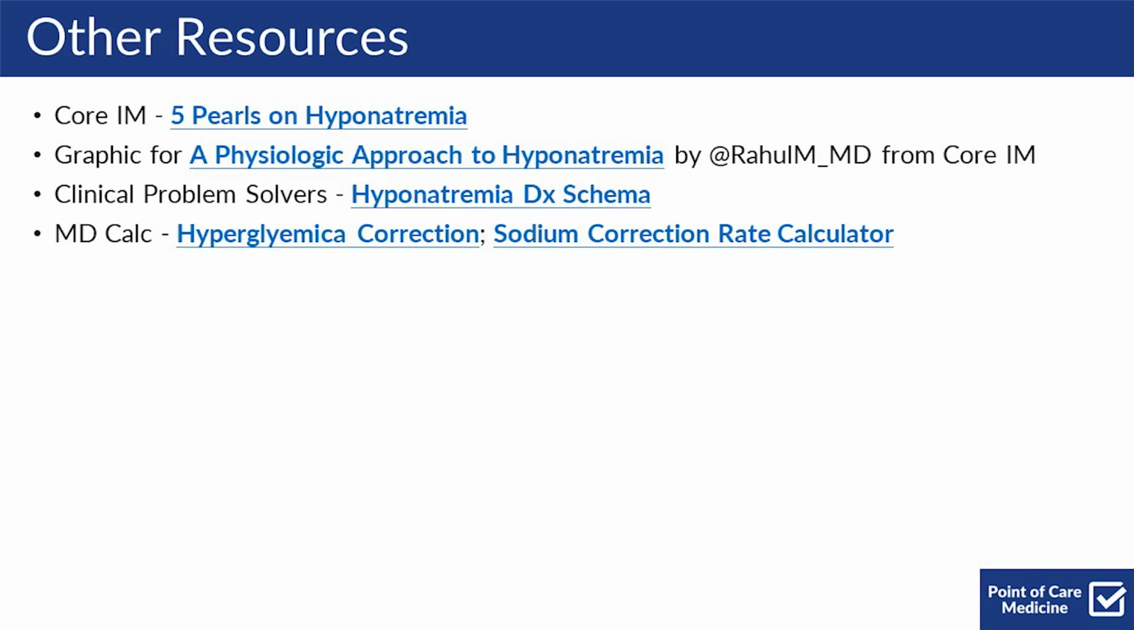Other resources include the Core IM 5 Pearls on Hyponatremia, which has some of the best graphics and explanations of hyponatremia that I've seen to date. The Clinical Problem Solvers, of course, always has a good diagnostic schema for hyponatremia, and you can go to MDCalc to look for the hyperglycemia correction as well as the appropriate rates for sodium correction.